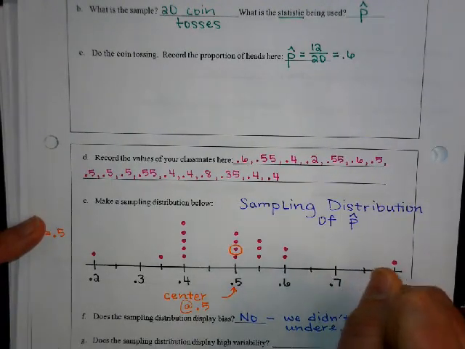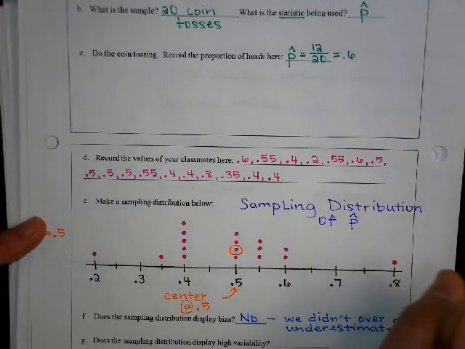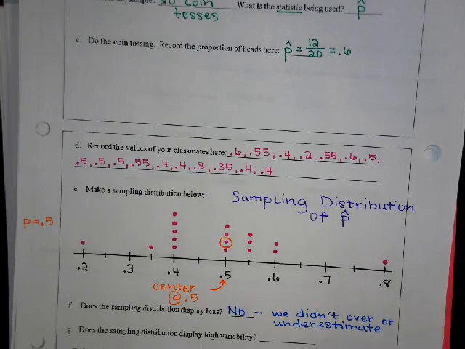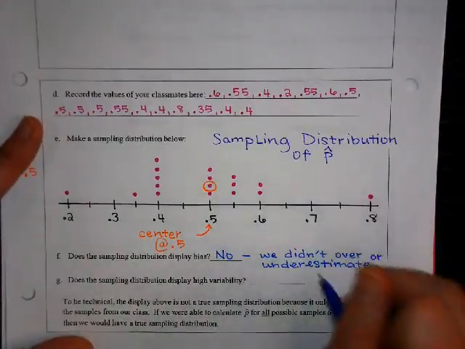Most of the time when I do this, we do have bias. But you guys did a good job, or you got lucky. You didn't over or underestimate p.